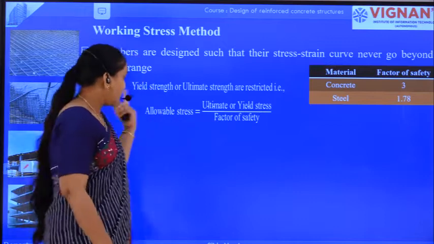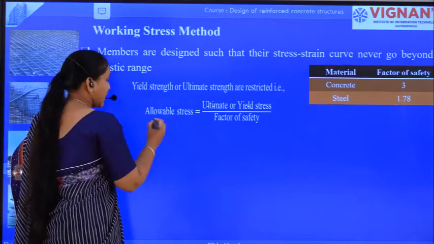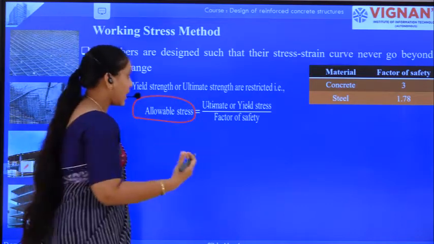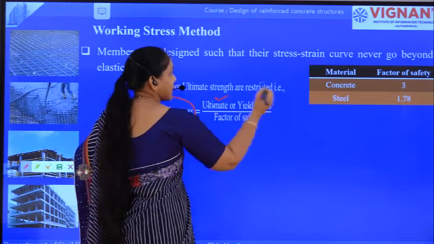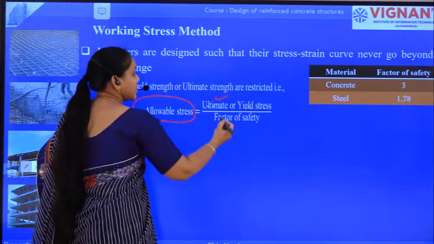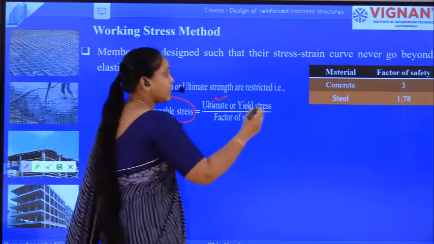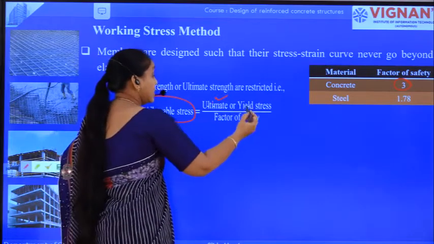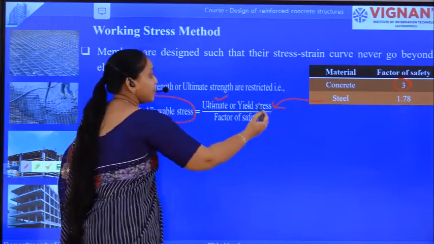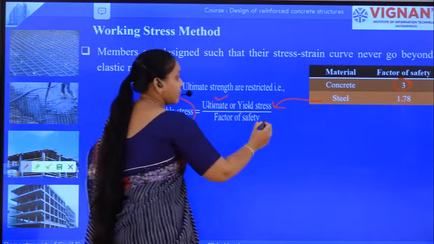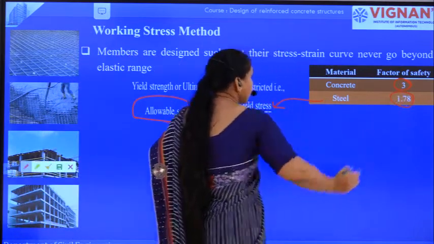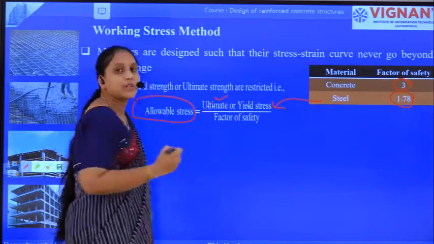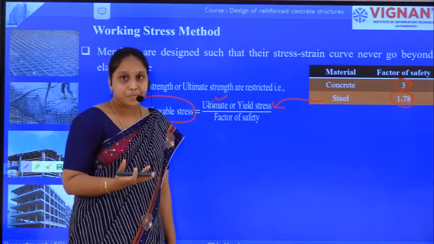Here the design is done in such a way that the permissible or allowable stresses are calculated from the ultimate strength. For concrete, it is the ultimate strength divided by the factor of safety. So what is the factor of safety for concrete? It is 3 here. And for the steel, the yield strength divided by the factor of safety. What is the factor of safety for steel here? It is 1.78.